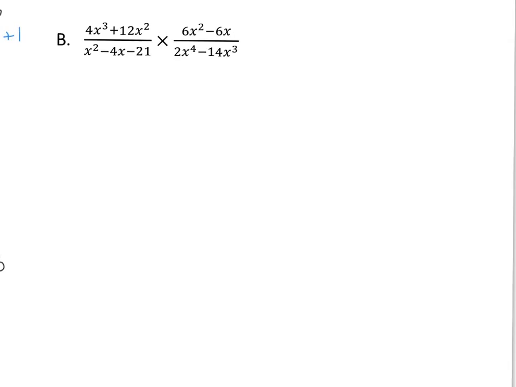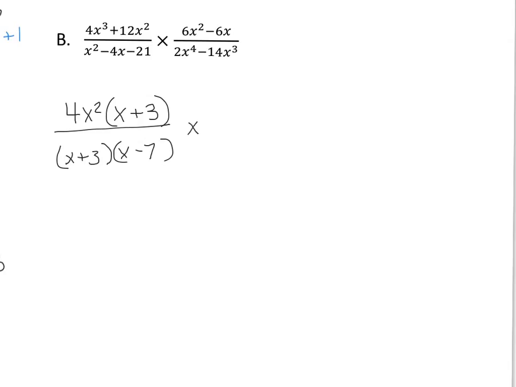Let's take a look at this second example. So same idea, I'm going to factor everything. So if I look at that first term, first step always GCF, I'm going to take out a 4x squared. I'm left with x plus 3. On the bottom, factors of -21 that add to -4. That's going to be a -7 and a +3 times.